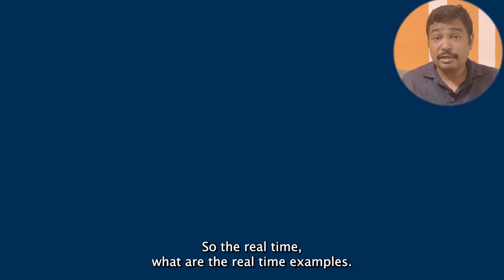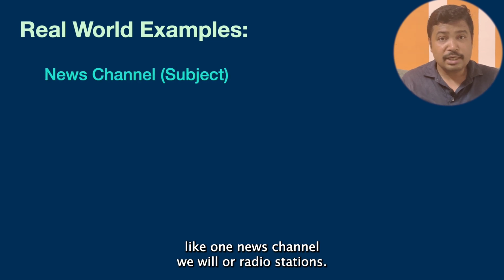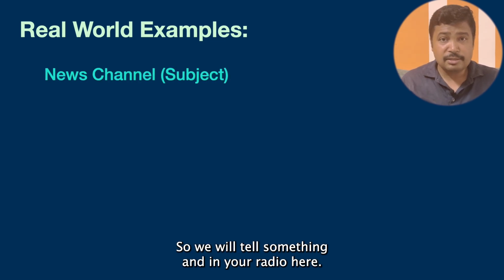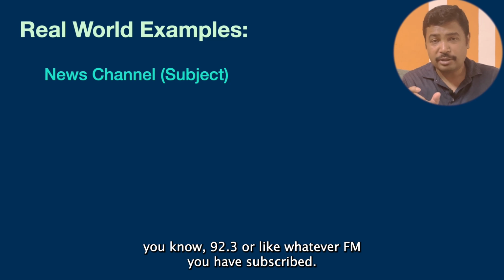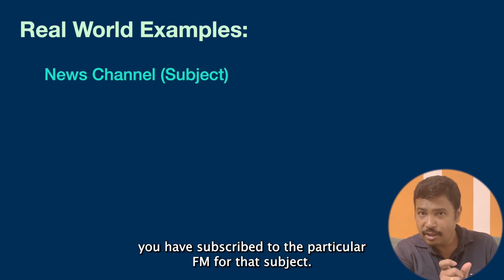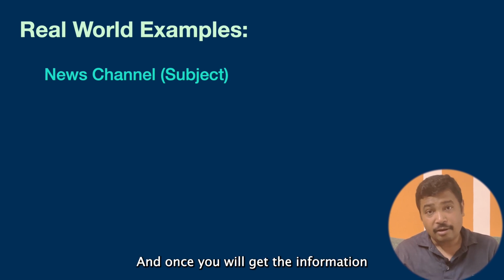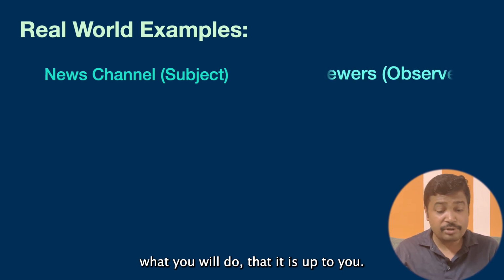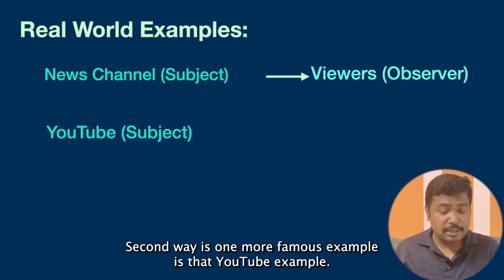So what are some real-time examples? We can see a news channel or radio stations, which will tell something, and you hear it on your radio. As a radio listener you are subscribed to a particular channel, like FM 92.3, or whatever FM you have subscribed to. Whenever they broadcast something or send some message for that subject, anything they announce, you will receive it. And once you get the information, what you do with it is up to you. A second, more famous example is YouTube.